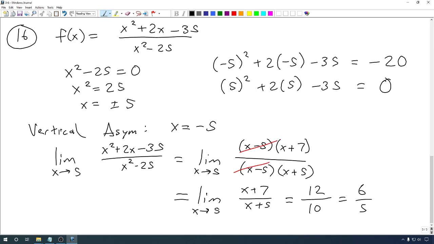In other words, we do not have a vertical asymptote at x equals 5. We actually have a limit, a non-infinite limit. And remember, our definition specifically says that we have to have an infinite limit on at least one of the two sides. Here, we know that on both sides, the limit is a finite 6 over 5. And so we do not have a vertical asymptote at x equals 5. Our answer is specifically this.